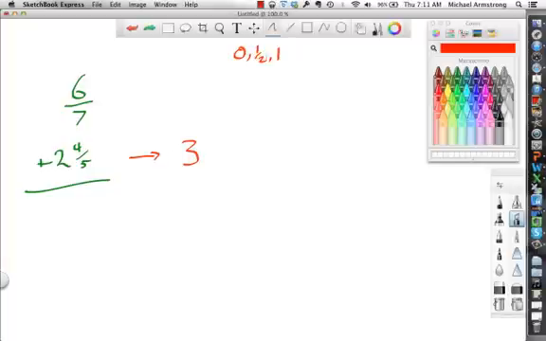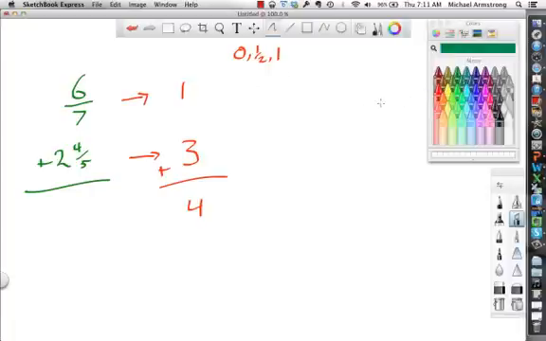So our benchmarks include 0, 1/2, and 1. But when we use mixed numbers, which is a whole number and a fraction, we just go to the nearest whole number. 6/7 rounds to 1, and we're still adding, which gives us 4. Now, that's not too bad and looks relatively easy.